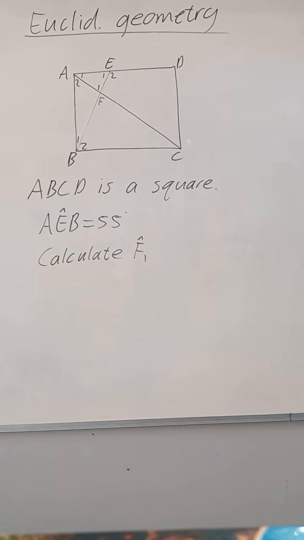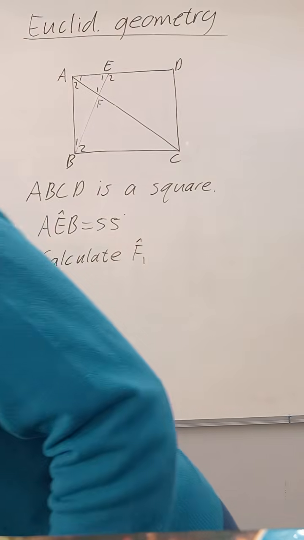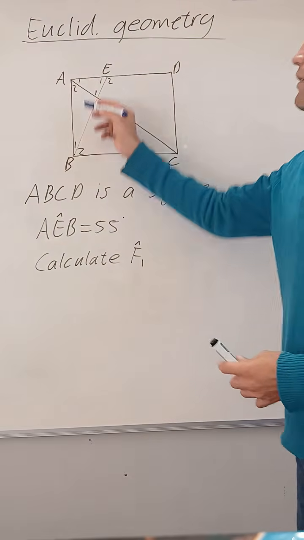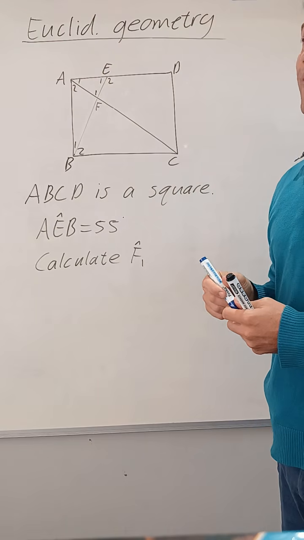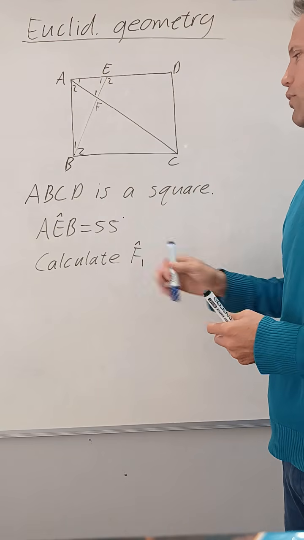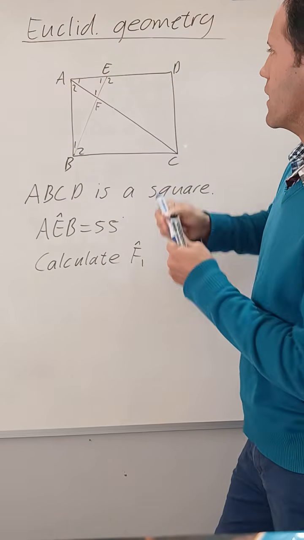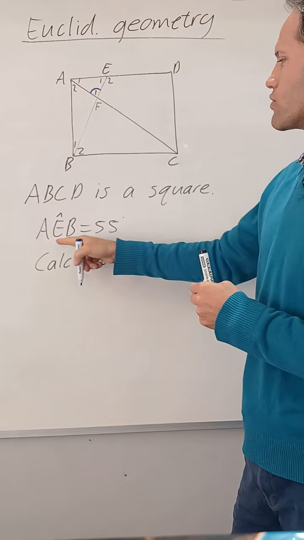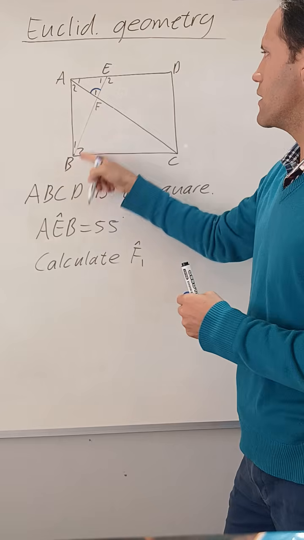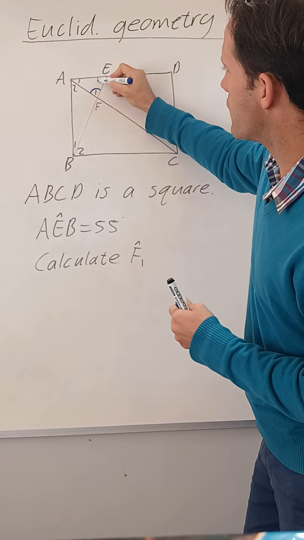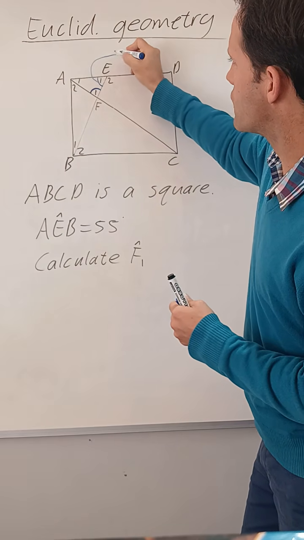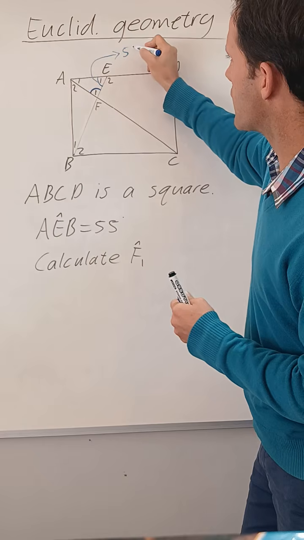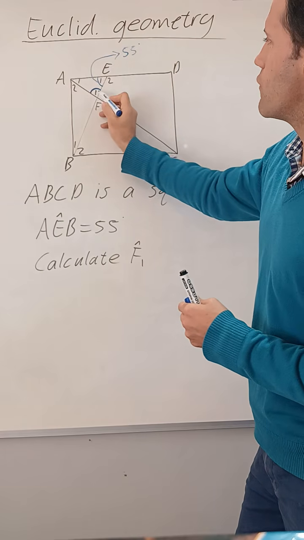Right, so they said that ABCD is a square. That's the important thing. If they say it's a square, and we need to find F1, this one here. This is what we need to find, that one. And they also said that AEB is 55, so we know this angle here is 55 degrees, okay? And we need to find this one.